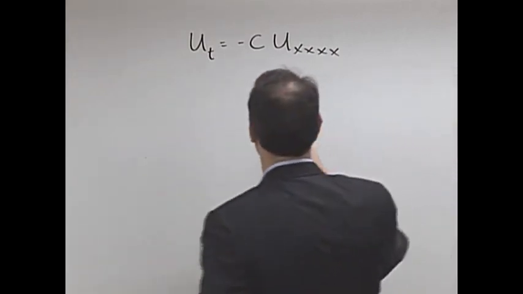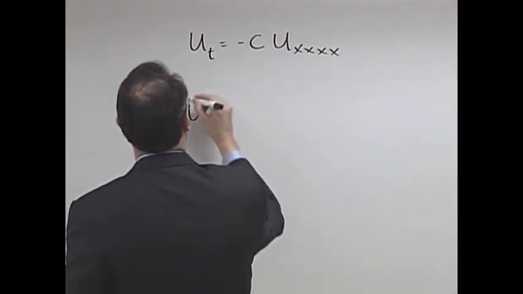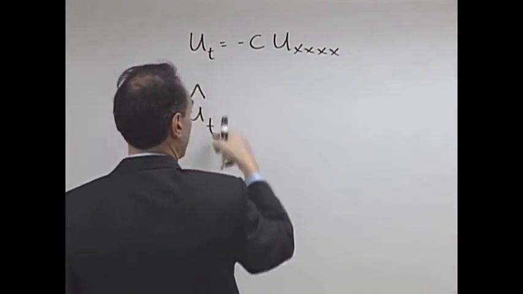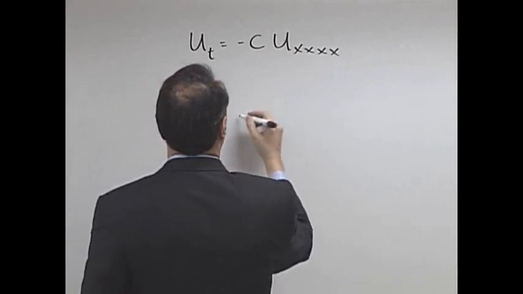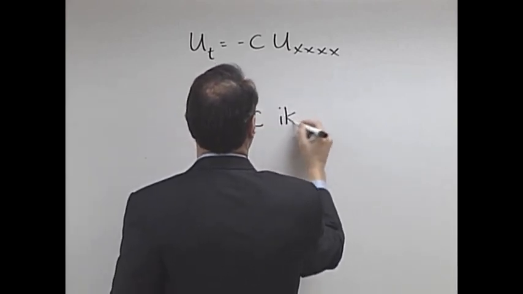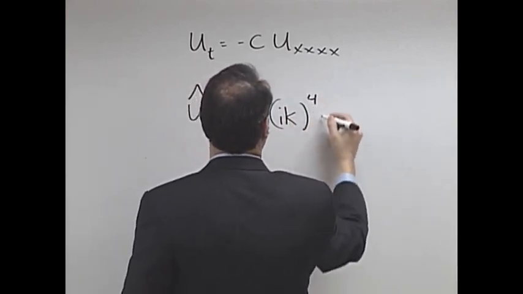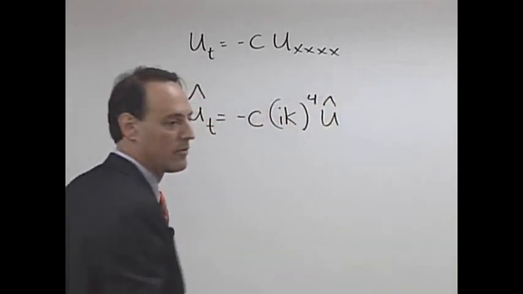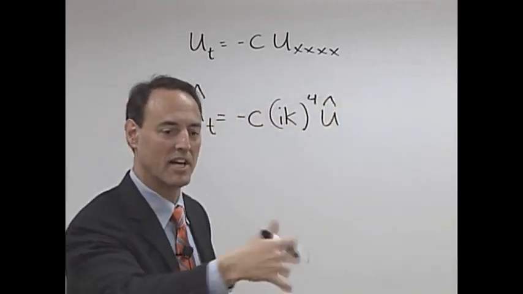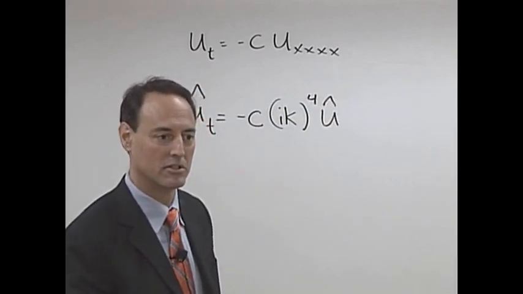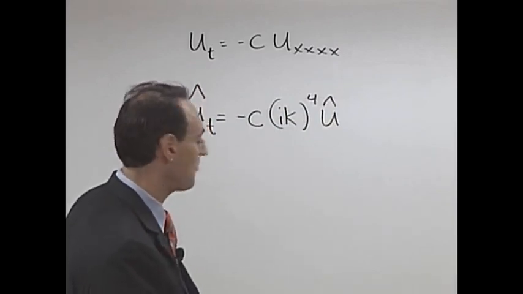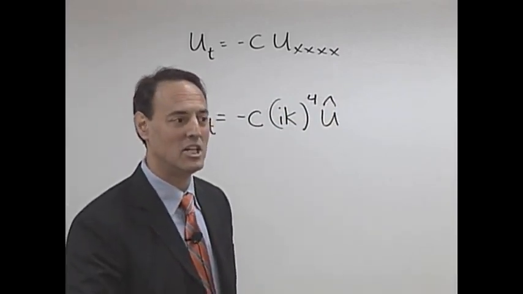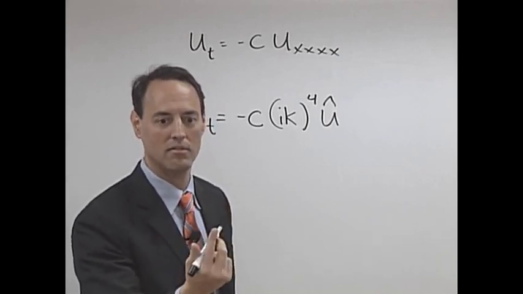So if I take a Fourier transform in x, I'm going to get on this side the Fourier transform of this times derivative is equal to minus c. If you remember, the Fourier transform of the fourth derivative is i k to the fourth power times the Fourier transform of the function itself. i to the fourth power is 1.